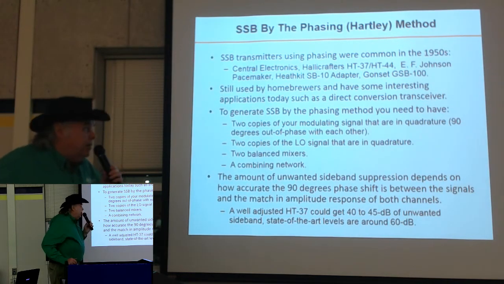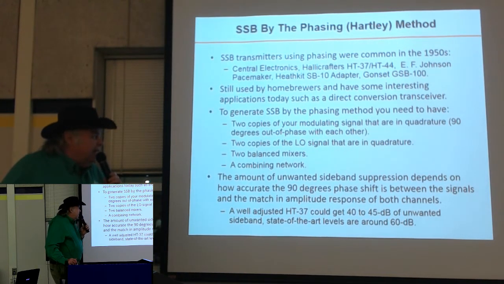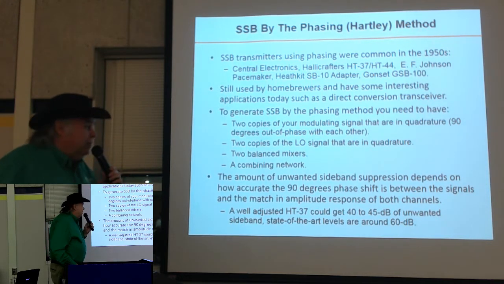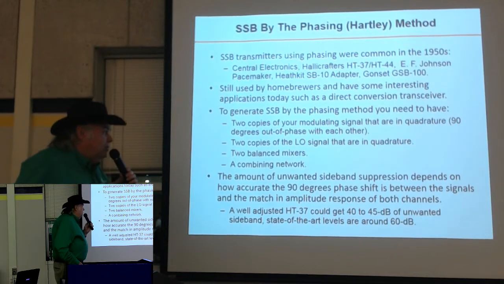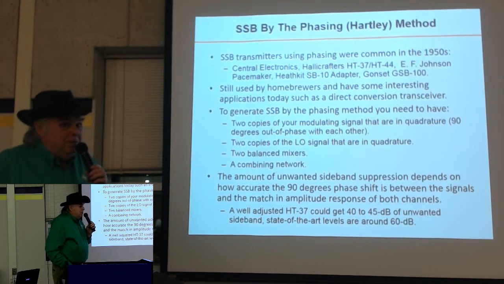In conventional phasing, the amount of unwanted sideband suppression that we get is a function of how accurate the amplitude balance is between the two 90-degree channels, and how much they deviate from being ideally 90 degrees out of phase with one another. A well-adjusted HT37, 1950s technology, could probably get 40 to 45 dB of unwanted sideband suppression. Today, with state-of-the-art levels, we're probably at least 60 dB of sideband suppression, or better.